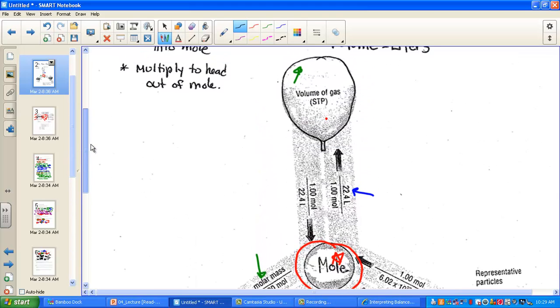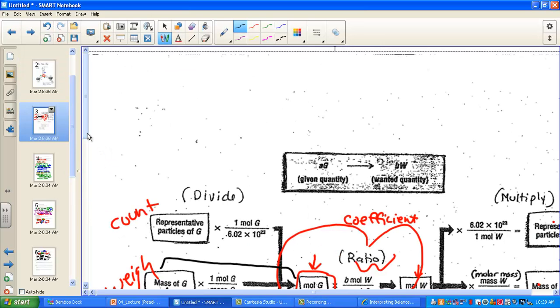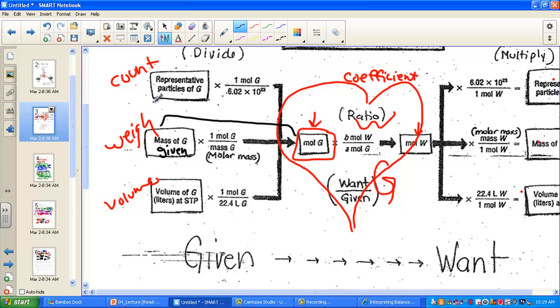I can count it, I can weigh it, I can take a volume, and all roads lead into the central calculation, the mole map. The same is true for the stoichiometry roadmap. If I count it, if I weigh it, if I take a volume, we want to get it to the mole. If I count, I use Avogadro's exchange. If I weigh it, I use the molar mass to exchange. And if I'm in a volume unit, I use molar volume 22.4 to exchange into the mole.